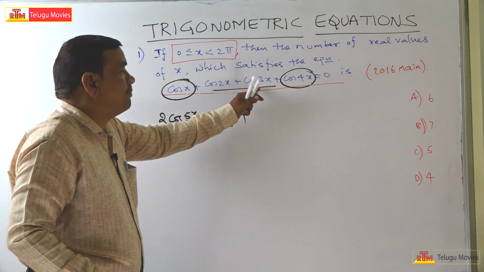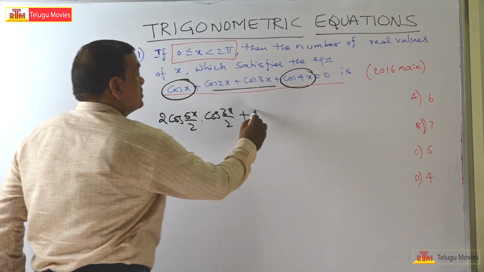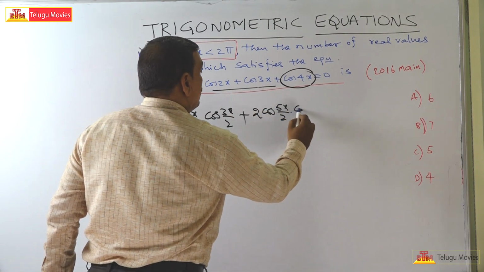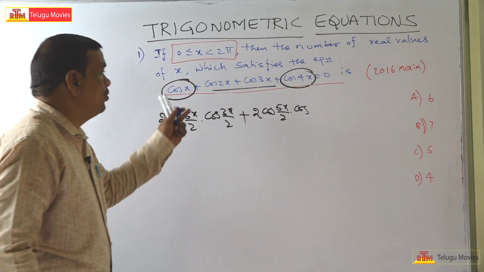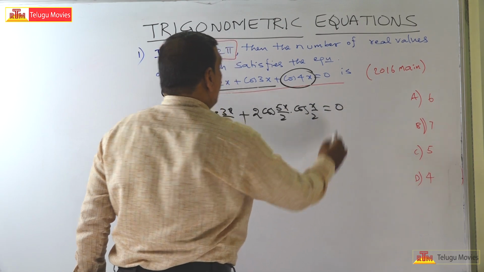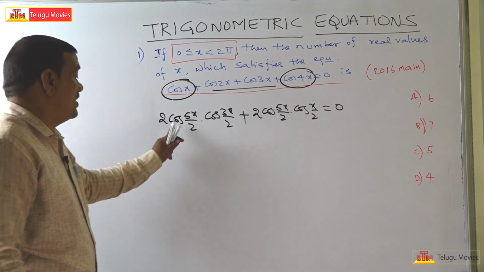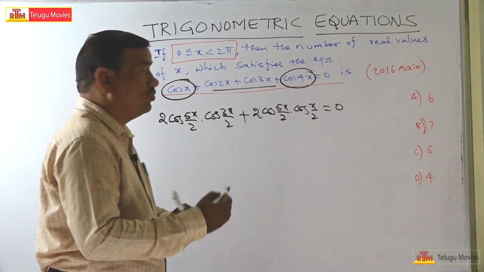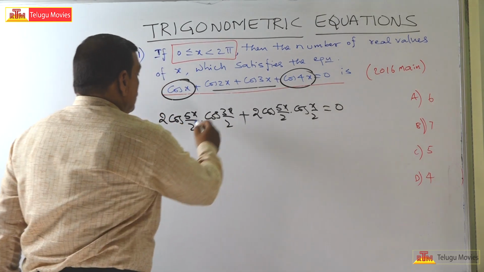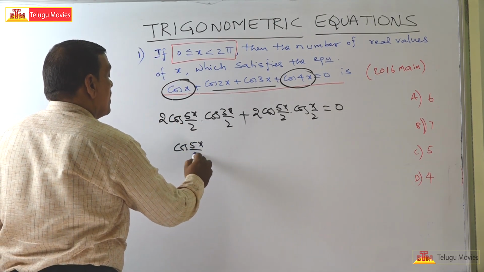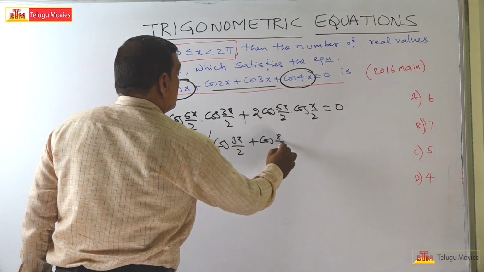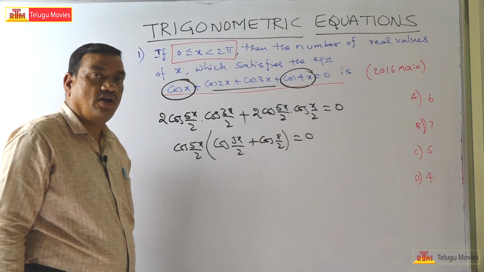Here also cos C plus cos D: 2 cos of (2x plus 3x) by 2, that is 5x by 2, into cos of (2x minus 3x) by 2, that is minus x by 2, so cos x by 2, is equal to 0. Now here cos 5x by 2, here also cos 5x by 2. You can cancel 2, no problem, because the right hand side is 0. So you can take cos 5x by 2 common: cos 3x by 2 plus cos x by 2 is equal to 0.